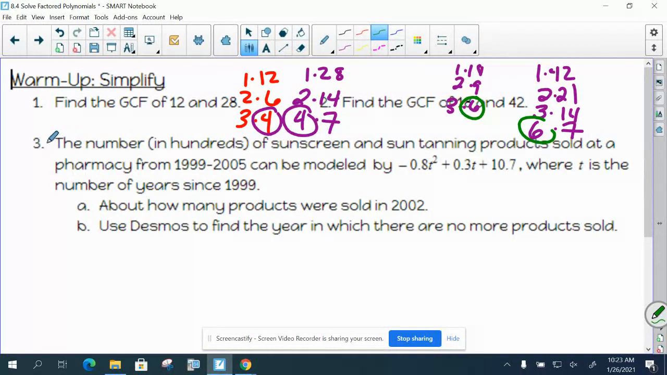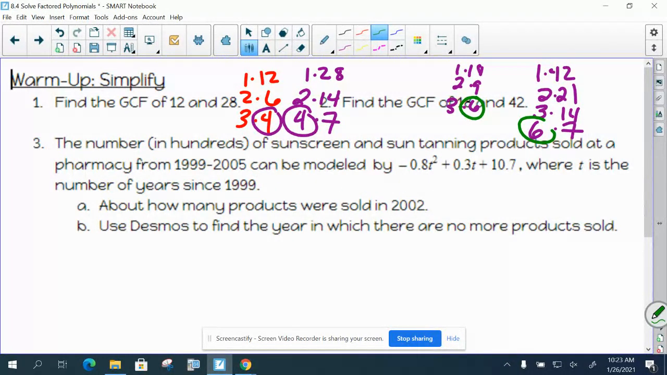Number 3: the number, in hundreds, of sunscreen and sun tanning products sold at a pharmacy from 1999 to 2005 can be modeled by this equation. This is a quadratic equation. It's being raised to the second power, where t is the number of years since 1999. About how many products were sold in 2002?